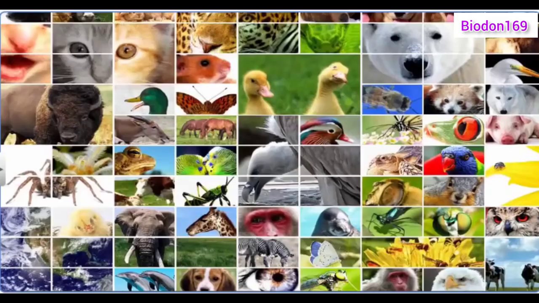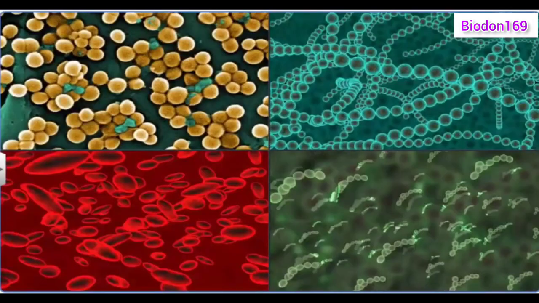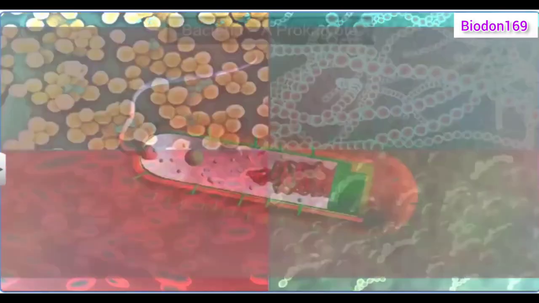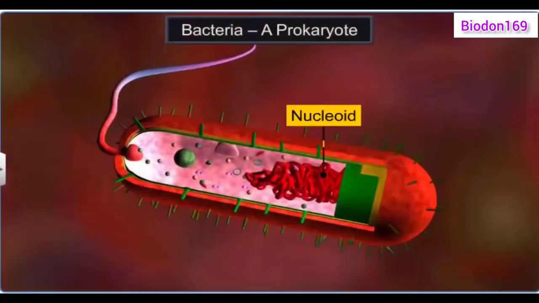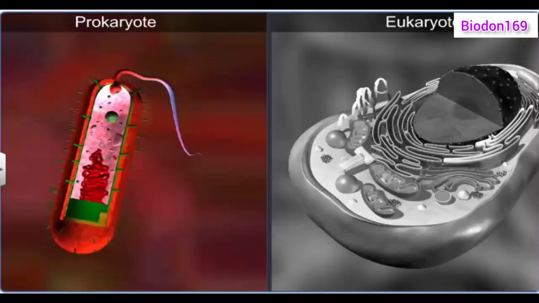Millions of microorganisms are present in every nook and corner of our surroundings. Of these, certain microorganisms, such as bacteria, have a nucleoid but no membrane-bound organelles in their cytoplasm. Such organisms are called prokaryotes. Prokaryotes are smaller and multiply more rapidly than eukaryotes.